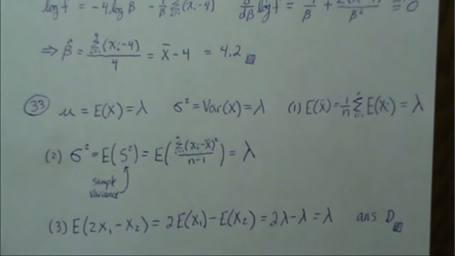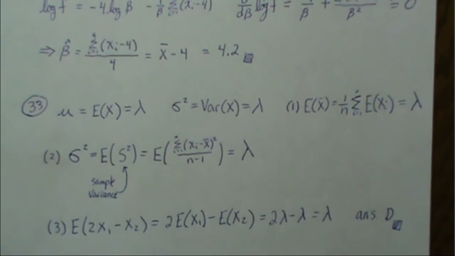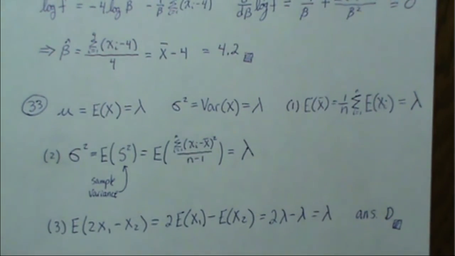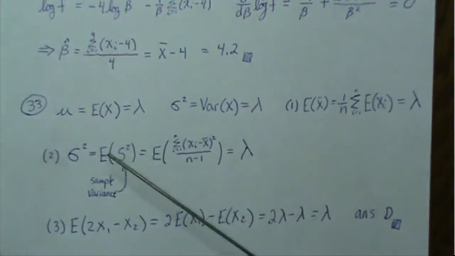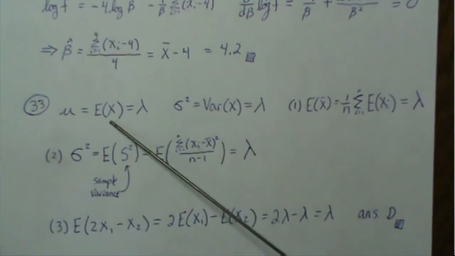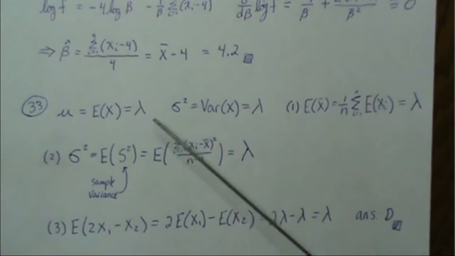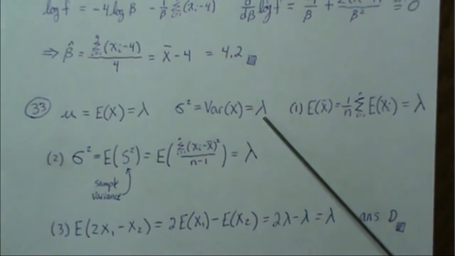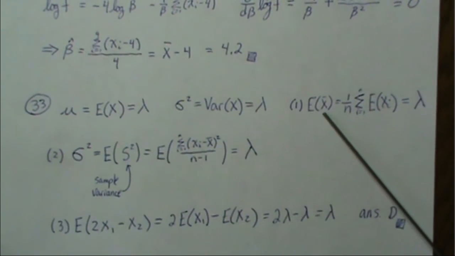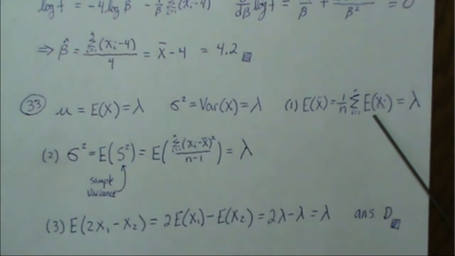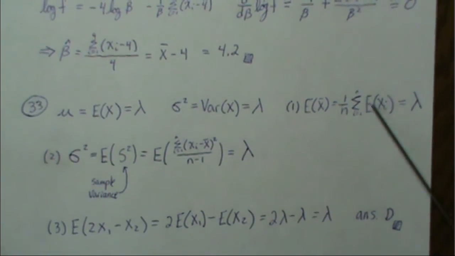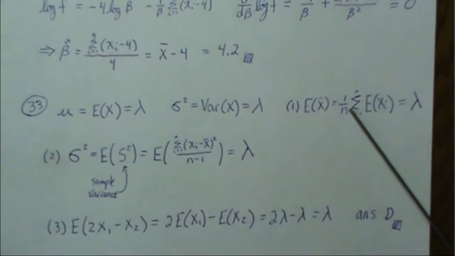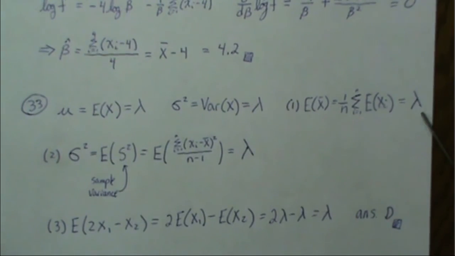Number 33, which are unbiased estimators of lambda, consider the following statistics. Which are unbiased? So we know that the mean of x is lambda and the variance of x is lambda. And so for number 1, the sample mean is this, and you take the expectation in, and then the expected value is lambda, but you're summing n of the lambda, so that n in lambda cancels with that n, you get lambda. So that's an unbiased estimate.